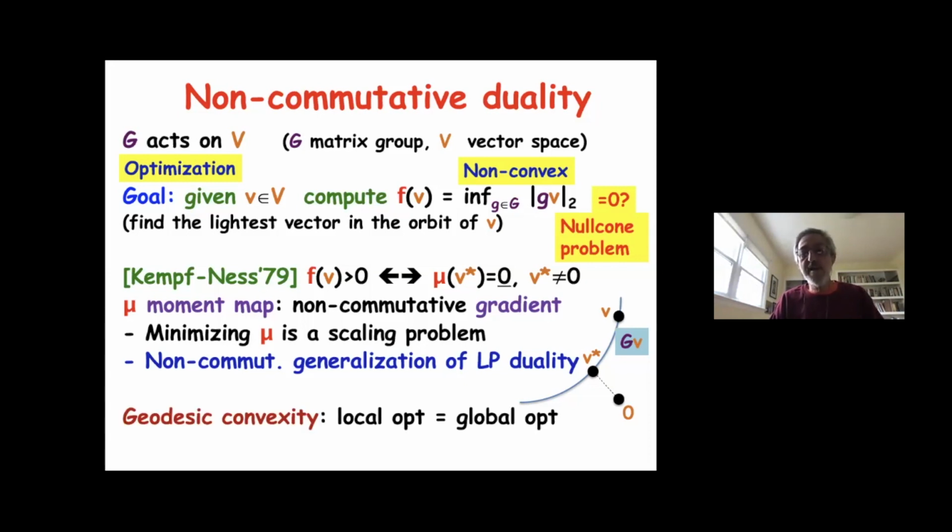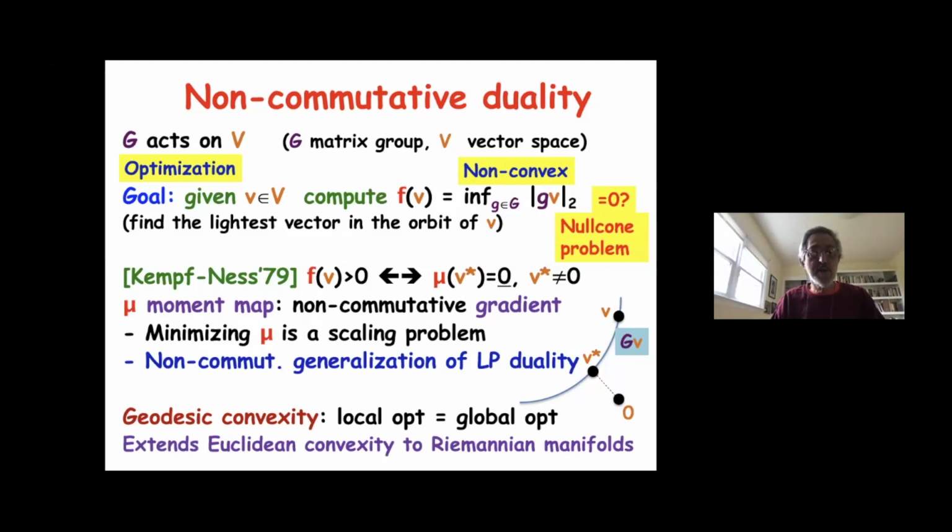So the answer is always, whenever you see this kind of thing, the answer is always the same. There must be some convexity going on. And we'll talk about this. This is geodesic convexity. And it just sort of lifts or extends the normal convexity that you know and love to Riemannian manifolds. These are the manifolds defined by our groups. Our whole optimization problem happens over our groups.